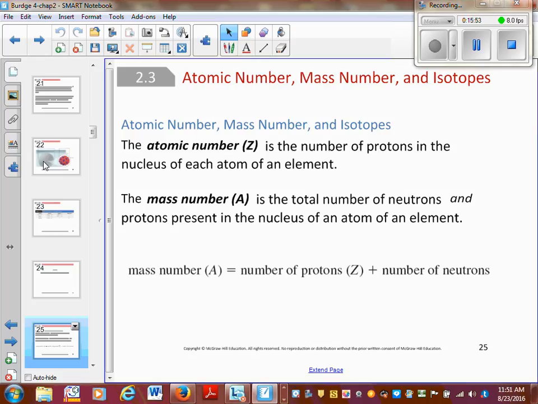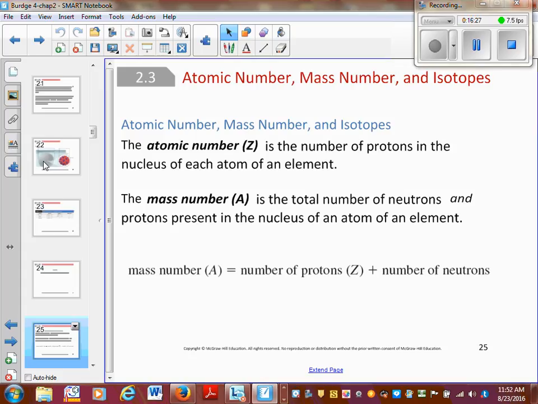If you have 6 protons, you have carbon. If you change it to 7, you no longer have carbon, you have nitrogen. And if you go on to 152 nuclear chemistry, you'll see how you can change those. The mass number is the total number of neutrons and protons present in the nucleus of an element. So the mass number is the number of protons and the number of neutrons.